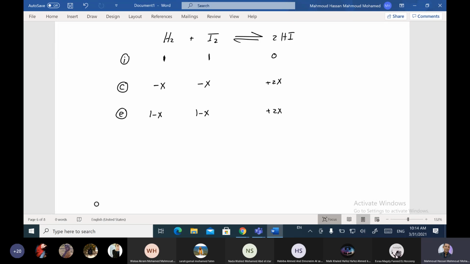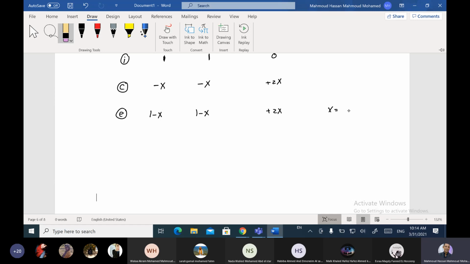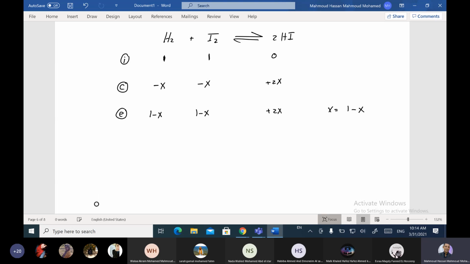X represents the change between the initial concentration and the concentration at equilibrium. Okay, so x equals 0.2. 1 subtract 0.2, so the x, 1 subtract x, 1 subtract x, so the x will be equal to 0.2. Since the remainder represents the remaining substance, the reactant substance, the change in the concentration.